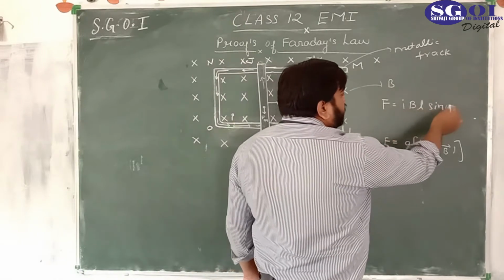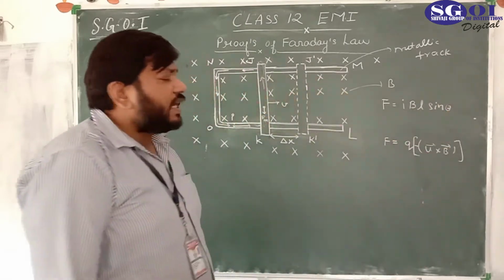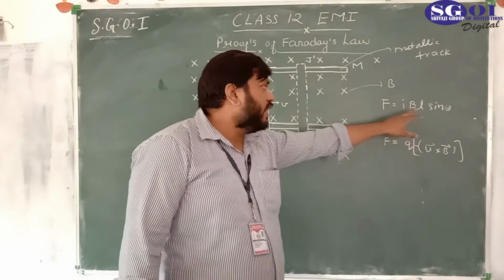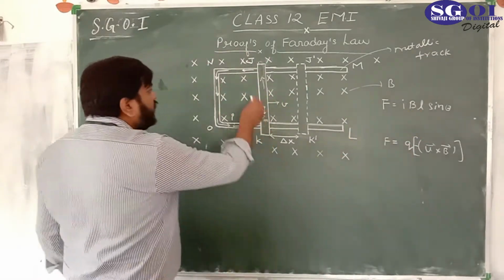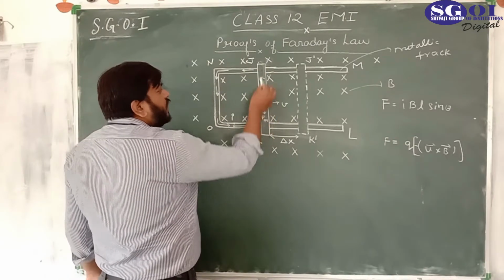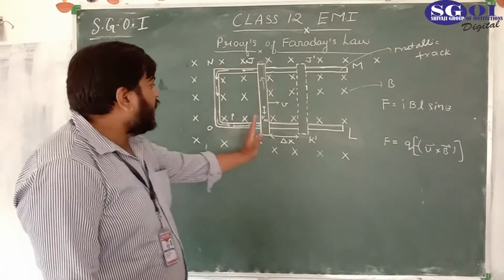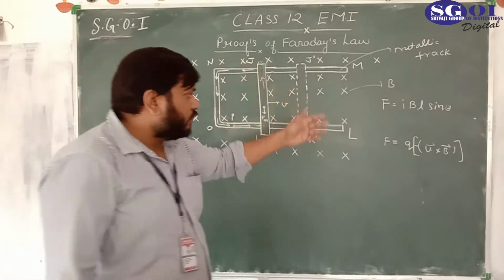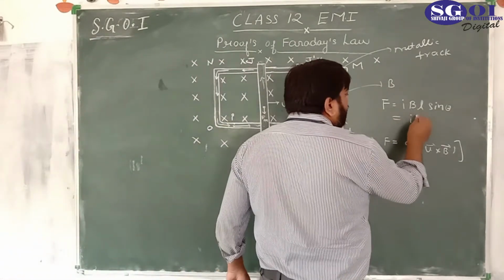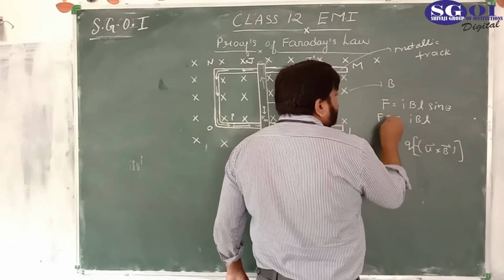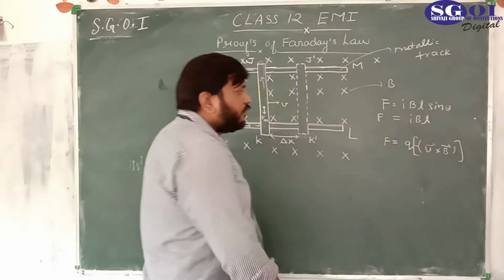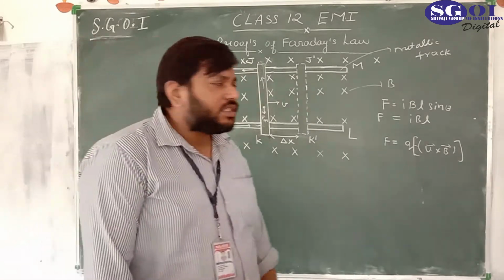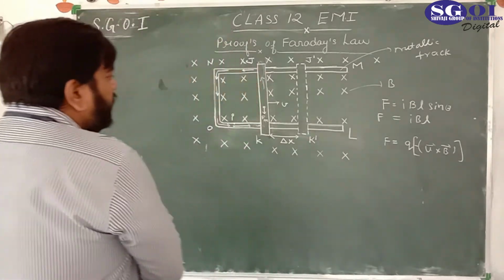The magnetic field is constant. Theta is the angle between L and B. The direction of L is in the direction of the current, and the current is in this direction, so L is also along this direction, and B is in this direction. The angle between L and B is 90, and sin 90 is 1, so we can write this simply as I B L. So the force which would act on this metallic conductor is I B L.